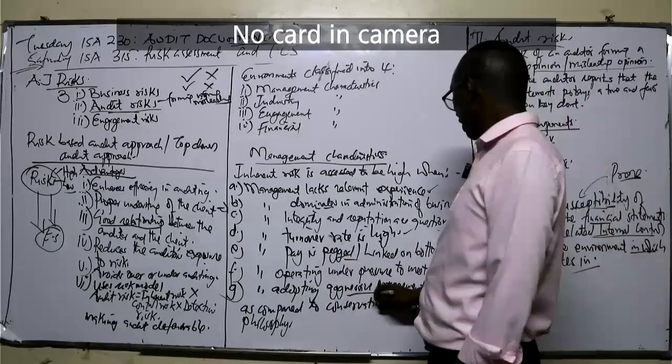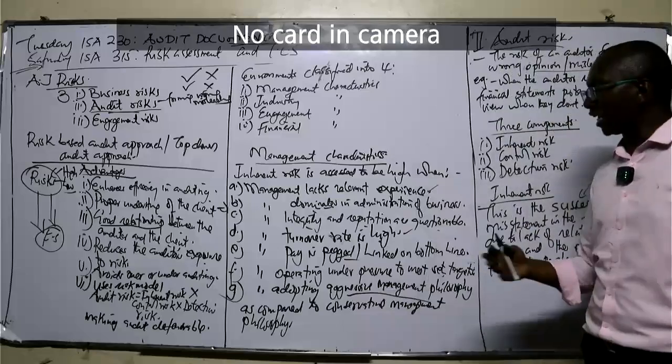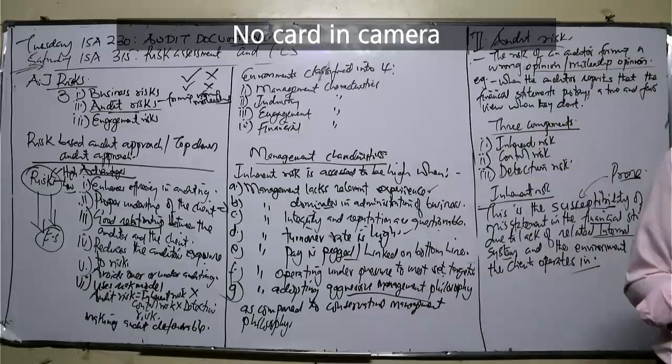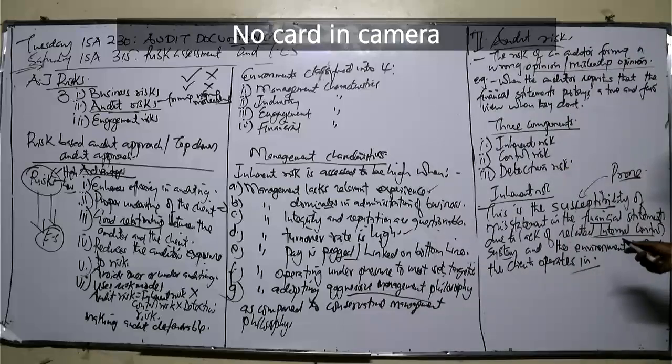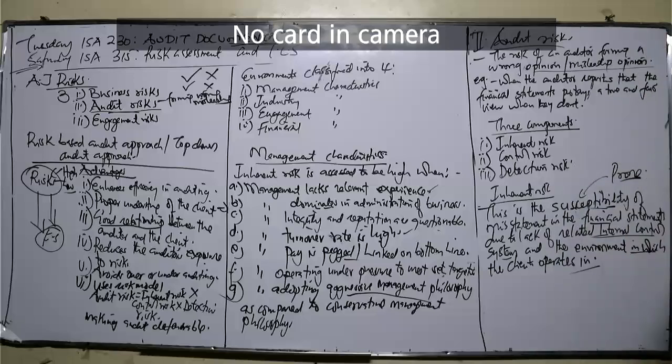Adopting an aggressive management philosophy. Aggressive management philosophy is where management keeps on trying new things: new markets, new products, new marketing strategies. Other times these new ways do not work out, but they would still want to convince the shareholders that these policies are working out. That way they can easily manipulate records, because they know that shareholders can reprimand them by replacing them.